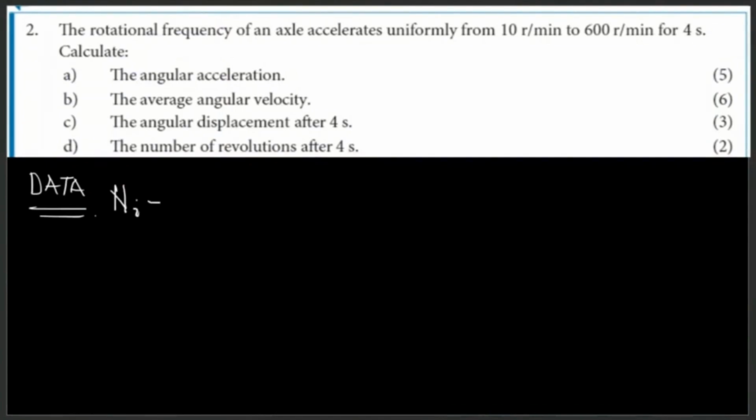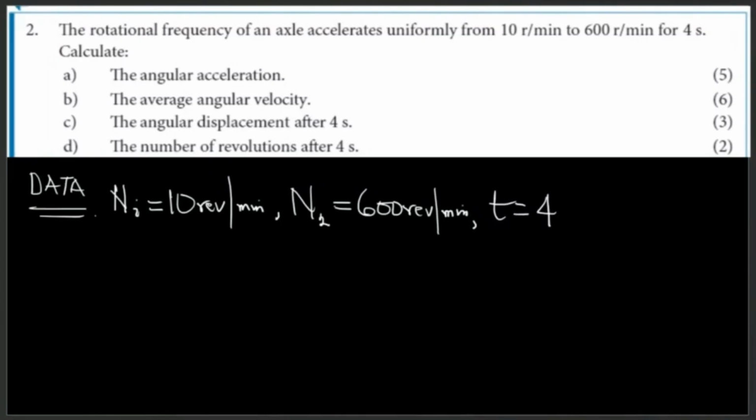So this is the initial, 10 rev per minute, to N2, 600 rev per minute, in a time of 4 seconds. So it means that it takes the axle 4 seconds to accelerate from 10 rev per minute to 600 rev per minute. I'm also going to be asking you some questions here just to test your knowledge. The first question says that you must determine the angular acceleration.